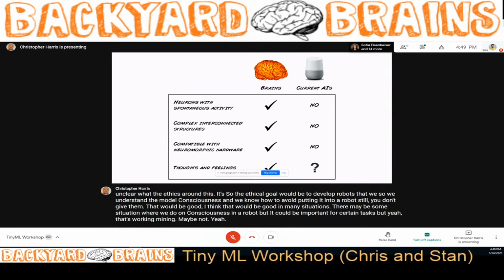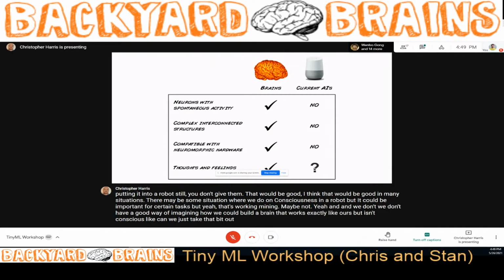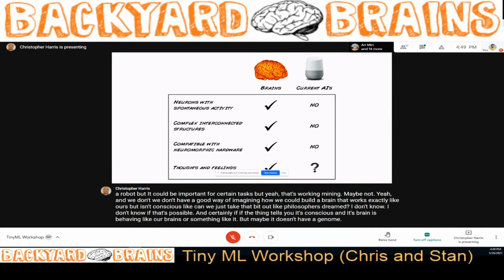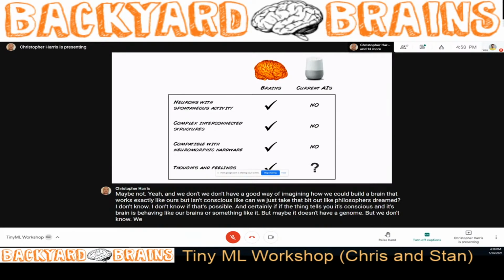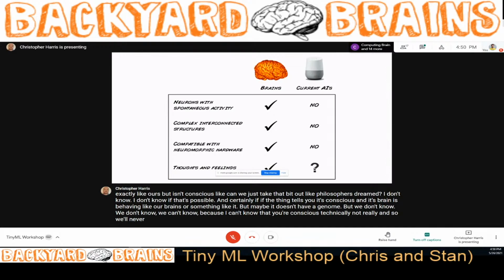Yeah, and we don't have a good way of imagining how we could build a brain that works exactly like ours but isn't conscious. Like, can we just take that bit out, like philosophers dreamed? I don't know if that's possible. And certainly if the thing tells you it's conscious and its brain is behaving like our brains or something like it, but maybe it doesn't have a genome, we don't know. We can't know, because I can't know that you're conscious, technically. And so we'll never really know, but I think as a culture, we're going to have to develop some sort of understanding of this.